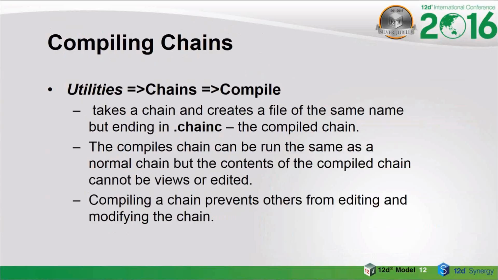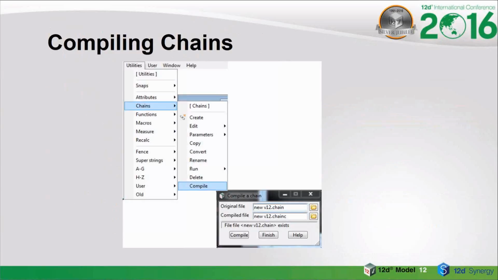Compiling chains. A lot of people spend a lot of time on these chains, and you know, chains can be 300, 400 lines long, or you could have chains calling other chains, etc. What we can do now is we can compile up those chains. So we get a file that is chain C, and it is the compiled chain. And compiled chains can be run as a normal chain, but you can't see the contents of the compiled chain. So obviously they can't be viewed or edited. So you write a chain, you compile it, no one can muck around with your chain. So there's an example there of how you can compile chains.